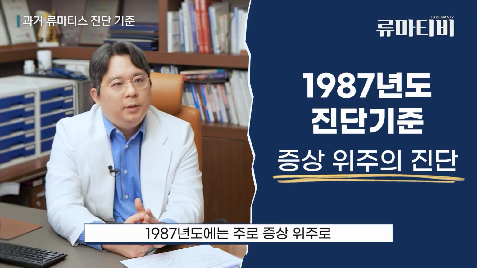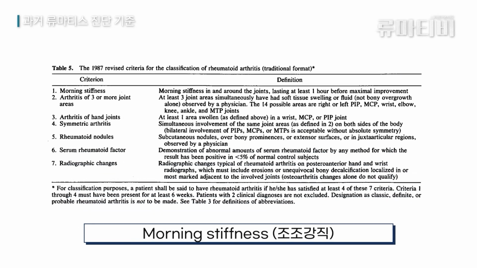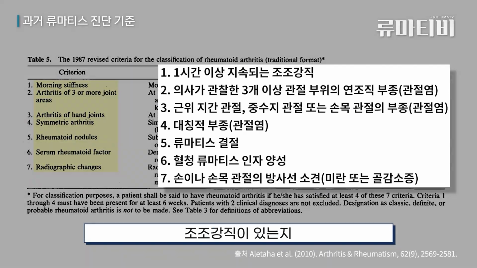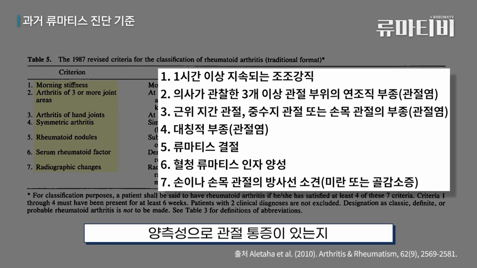In 1987, it was mainly symptom-focused, like whether there is early morning stiffness, whether there are rheumatoid nodules, and whether there is bilateral joint pain. And they used to diagnose by checking if the rheumatoid factor appeared in blood tests.